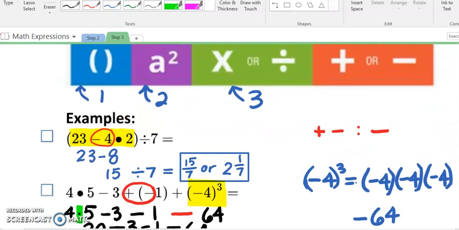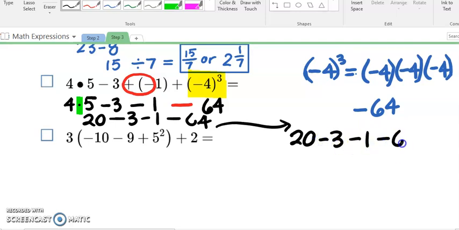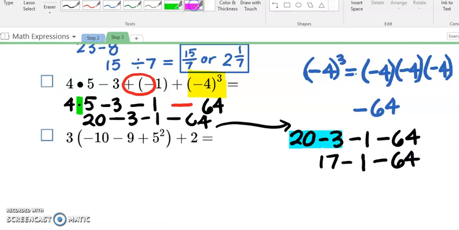From here, the only thing left is addition or subtraction. We don't have any addition, but we do have subtraction. I'm going to do 20, take away 3. In fact, let me rewrite this off to the side. 20, take away 3, take away 1, take away 64. 20 take away 3 is simply 17. Take away 1, take away 64. 17 take away 1 is simply 16. Take away 64.